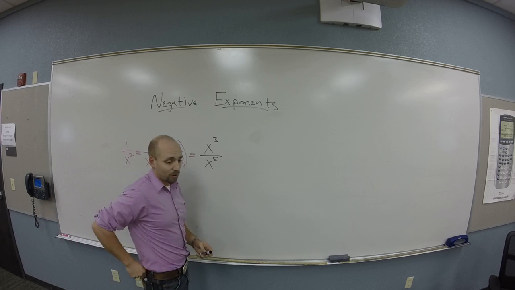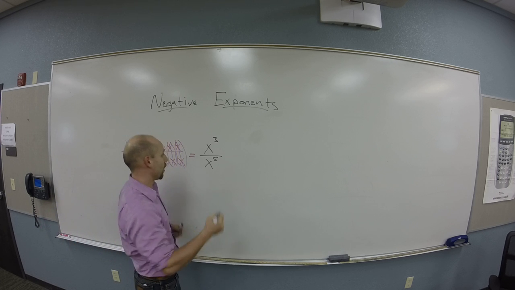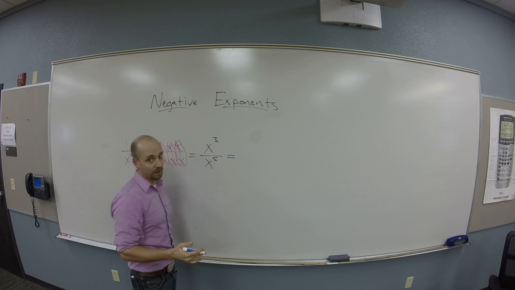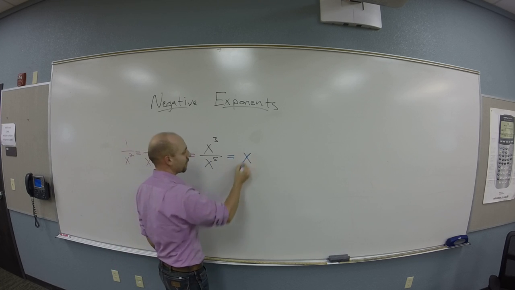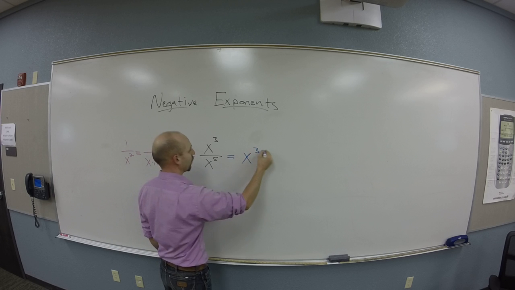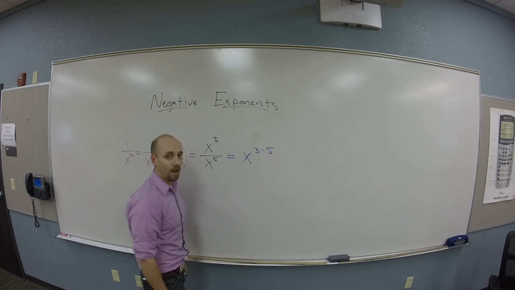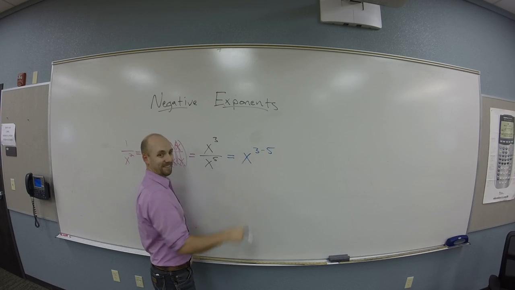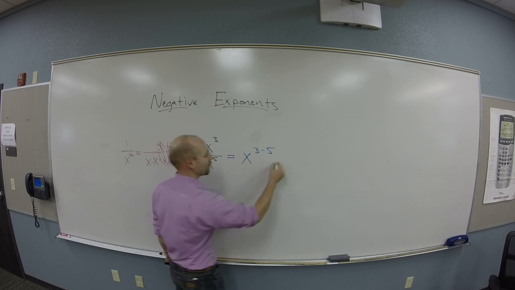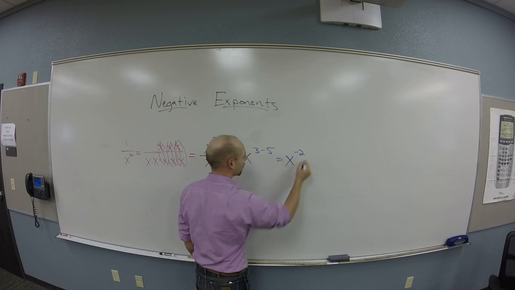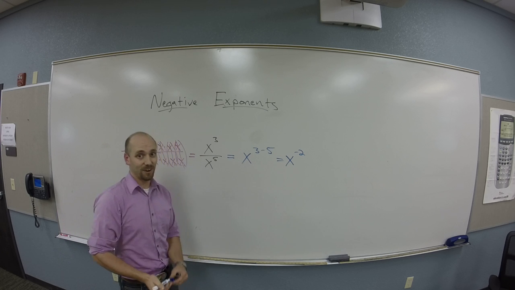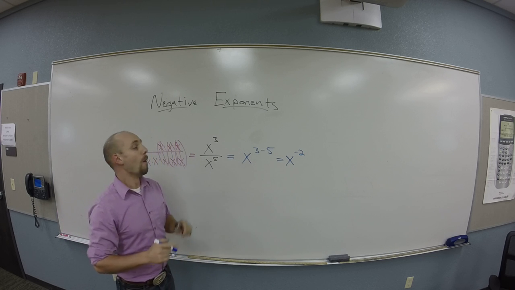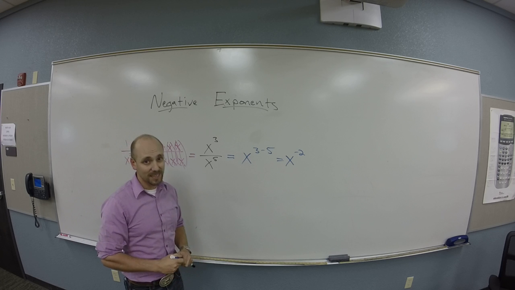Some of you were doing something more like this blue thought, which was to say, okay, there are some x's top and bottom, I'm just going to do that subtract the exponents rule. So if I do 3 take away 5, x to the 3 minus 5 gives me x to the minus 2. And that doesn't make any sense, right? Because you haven't learned this. But let's just say it makes sense.